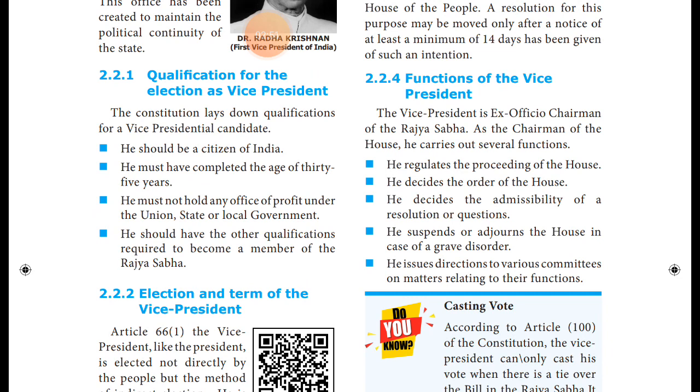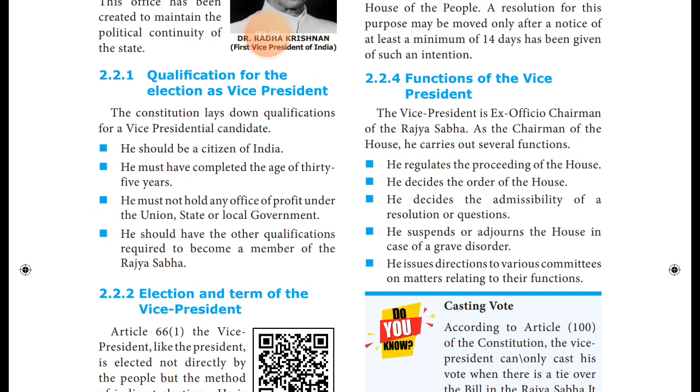First, he should be a citizen of India. Second, he must have completed 35 years. The third one, he must not hold any office of profit under the union government, state government or local government. And the last one, he should have the qualification required for a Rajya Sabha member. But the President requires the qualification of a member of the Lok Sabha, so he is different from him. That means the Vice President needs the qualification of a member of the Rajya Sabha. This is the qualification.